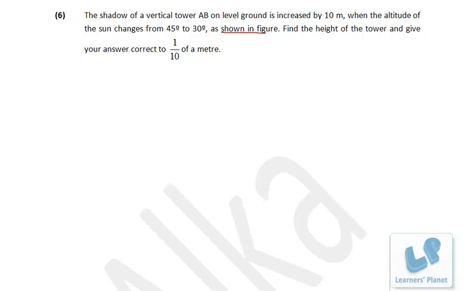Now, what is the initial situation? It is this, right? This is tower AB, and the altitude is 45 degrees initially, okay, and it is increased by 10 meters.